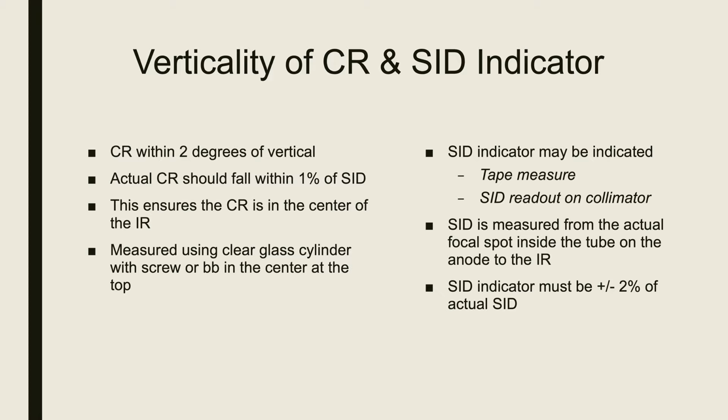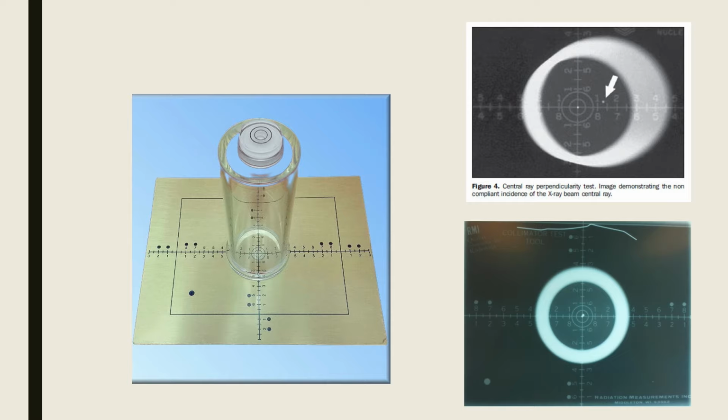The SID indicator, you can either measure that with a tape measure, which we do in class, or on most equipment it has an SID readout, which is actually on the collimator box. The SID is measured from the actual focal spot inside the tube at the anode, and the SID indicator must be within 2% of the actual SID. And then this is just a picture of how you would measure that.